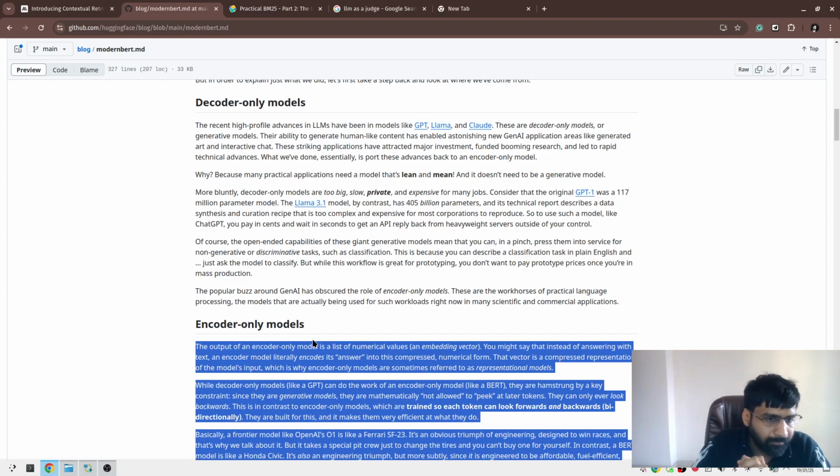Now what that results in is that GPT-like models pay more attention to the words that are behind a particular point in a sentence, right? But they can look only backwards. But the encoder-only models are trained for both backward and forward lookups.